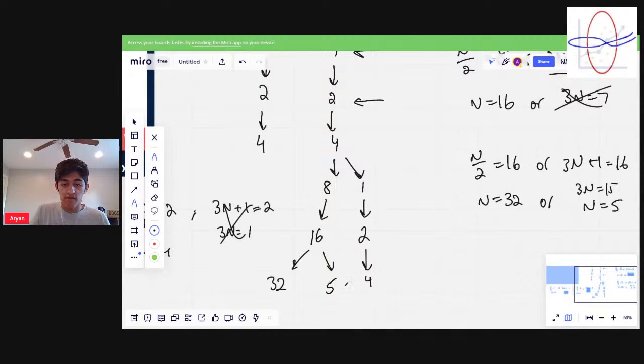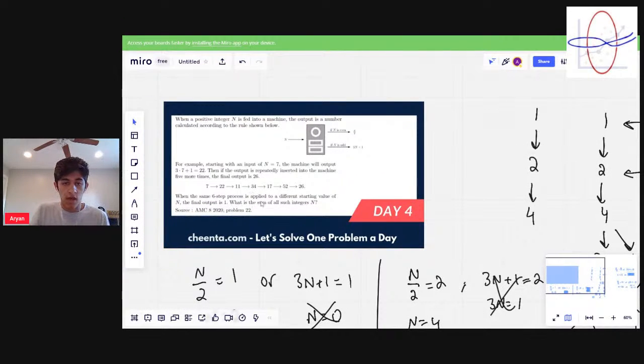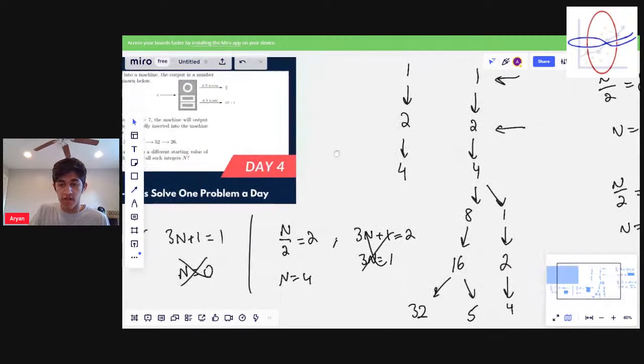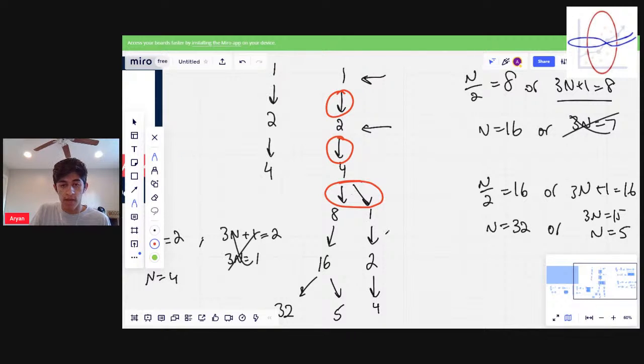And now if we quickly go back to the problem and check what they're asking for, the question is saying, what's the sum of all possible integers n when we apply this process 6 times? To check how many times we've actually done this so far, we just count the number of arrows we have, right? Our first arrow is right here. Our second is right there. And these are the third step.